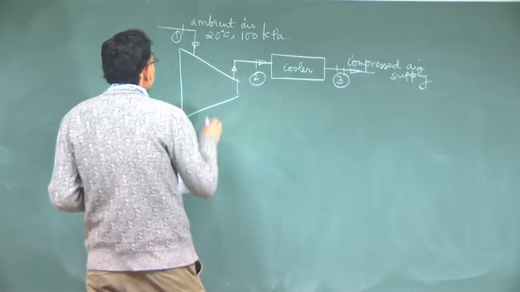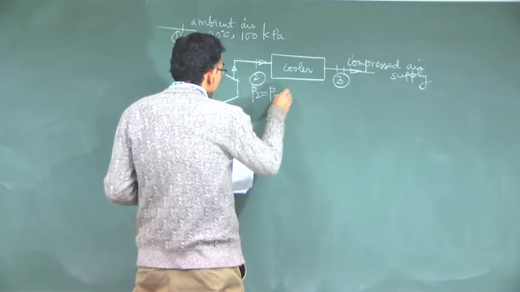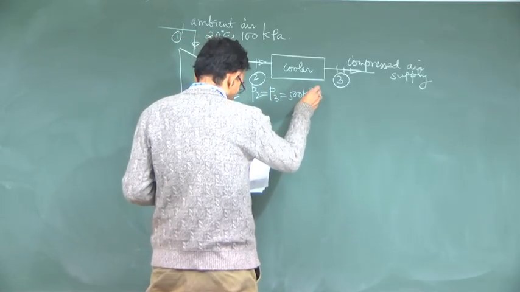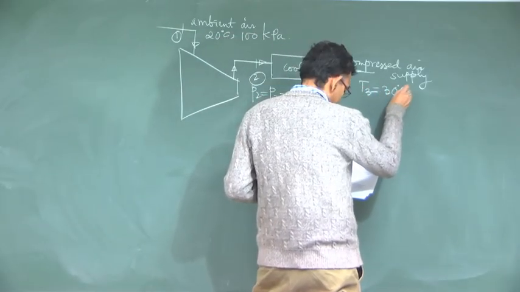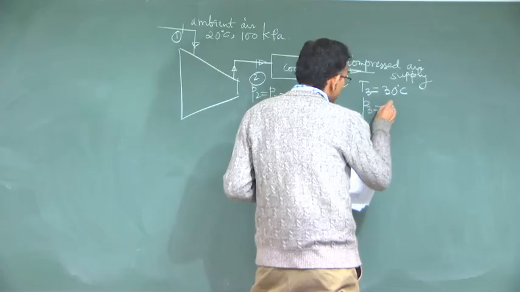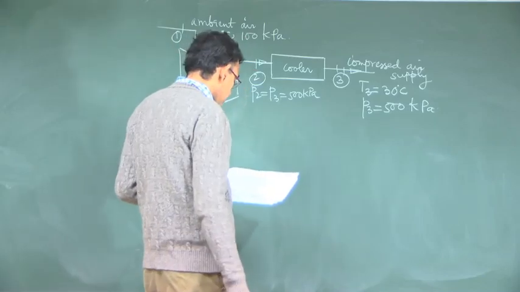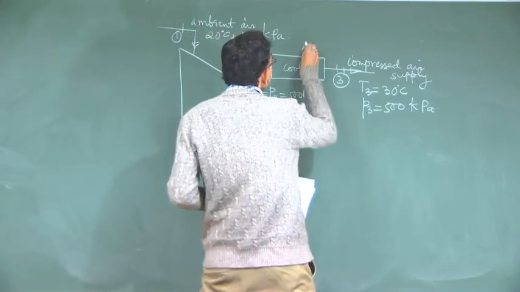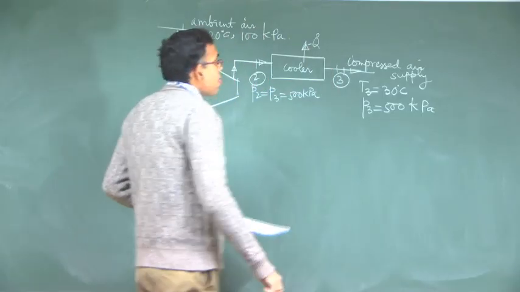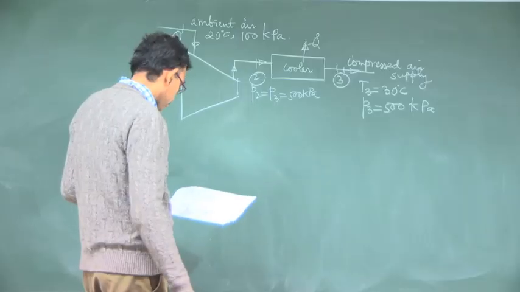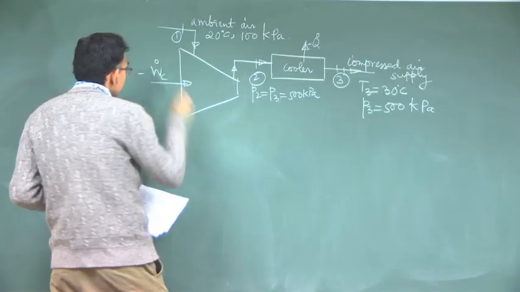So, this is 20 degree centigrade, 100 kPa. P2 is equal to P3 is equal to 500 kilopascal. T3 is 30 degree centigrade and P3 is equal to 500 kilopascal. So, there is a heat transfer at the cooler, there is a work input to the compressor.